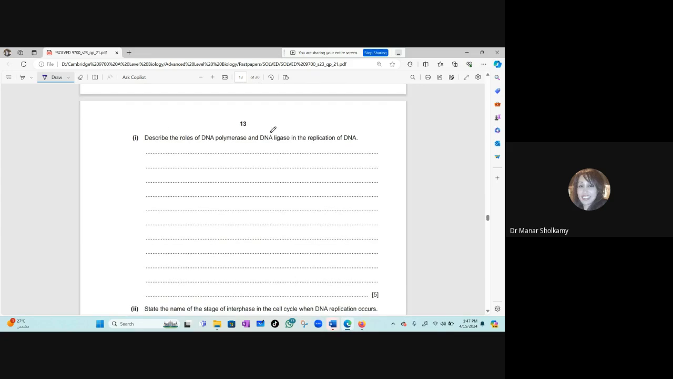Describe the roles of DNA polymerase and the DNA ligase in the replication of DNA. This is a typical direct question that is not direct. Again, they did not ask you, what are the steps of the DNA replication? They did not ask you a direct question, but they asked you to describe the roles of the DNA polymerase and the DNA ligase in the replication of DNA, which is the same. So you will write in order nicely what are the steps of the DNA replication.